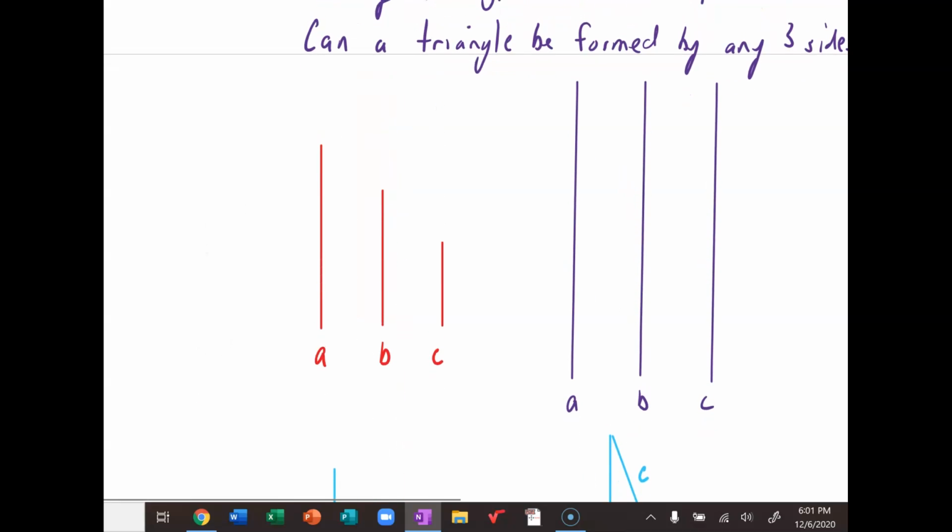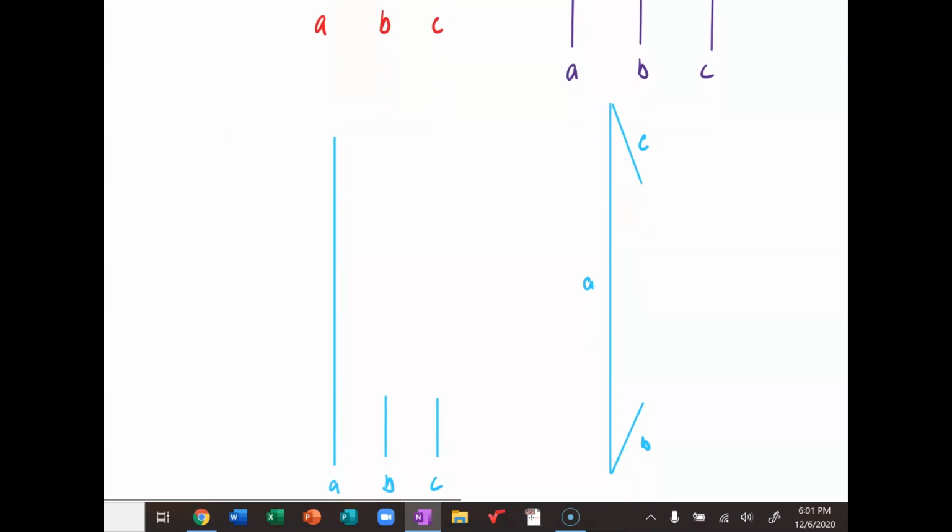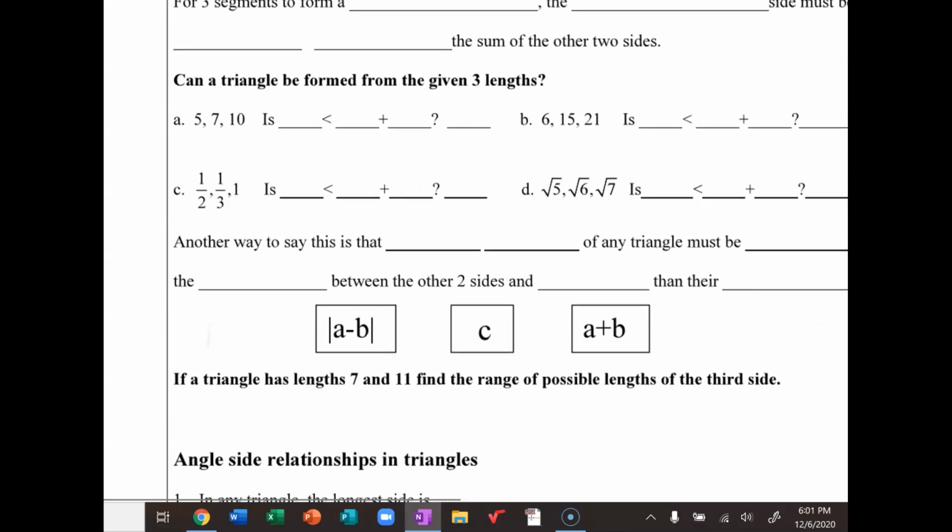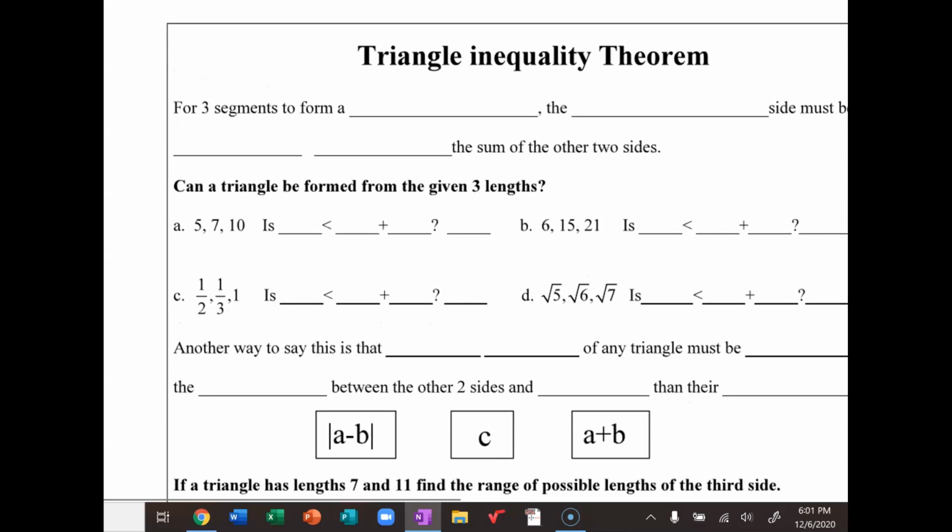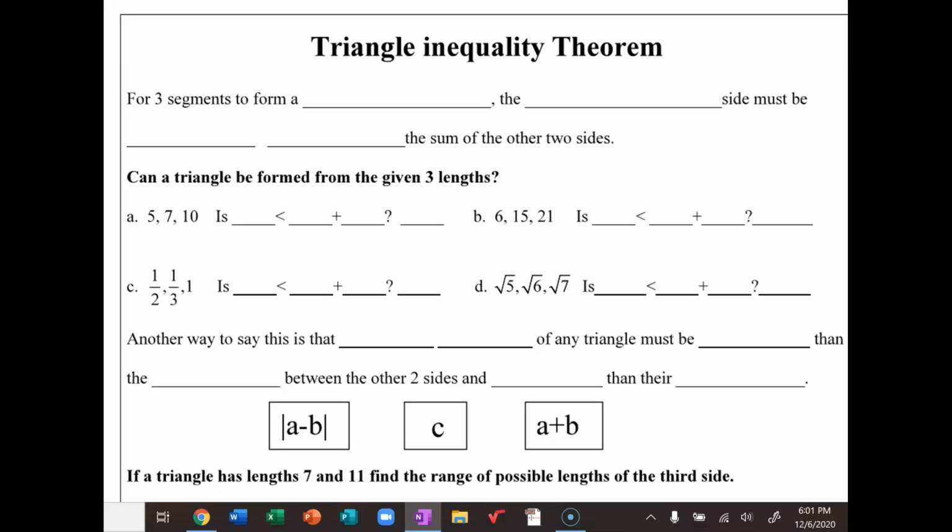So what we're saying, again, let me just say this one more time, is that the two smaller sides have to add up to more than the longest side. So in our notes, this is called the triangle inequality theorem. And for any three segments to form a triangle, the longest side has to be shorter than the sum of the other two sides. The longest side must be less than the sum of the other two sides.